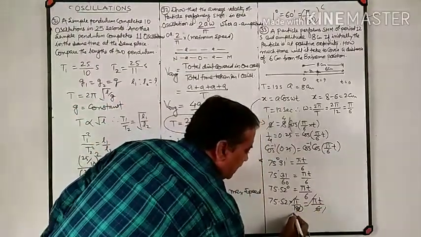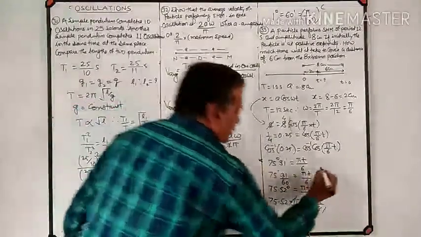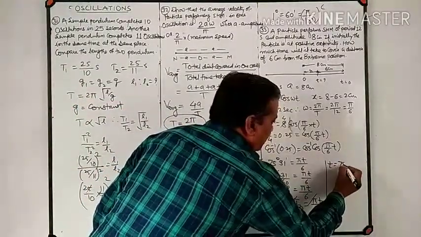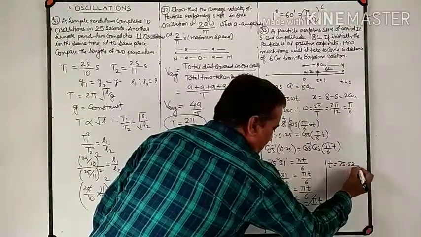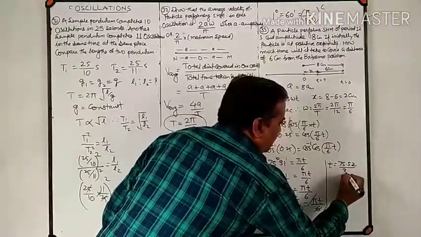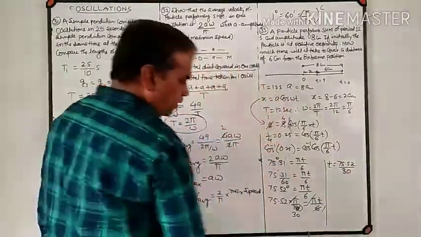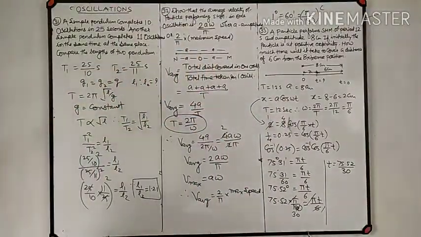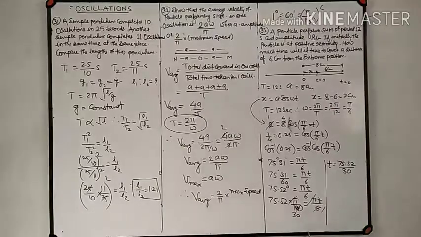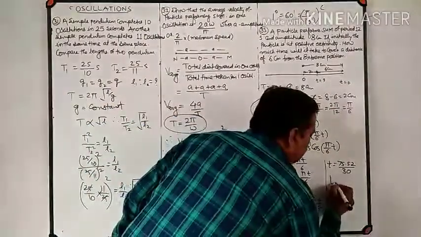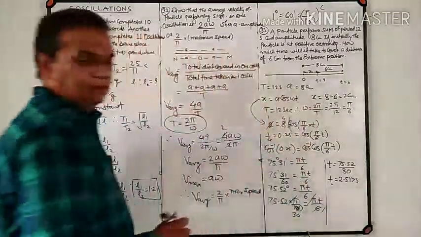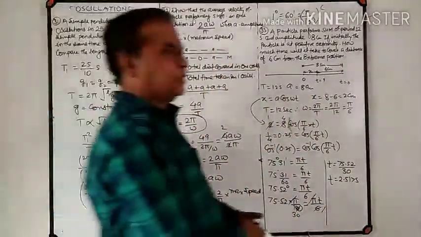6 ones are 6 and here it is 30. Therefore, you will get time t is equal to 75.52 divided by 30, and if you calculate that ratio, it comes to be 2.517. So time t is equal to 2.517 seconds.